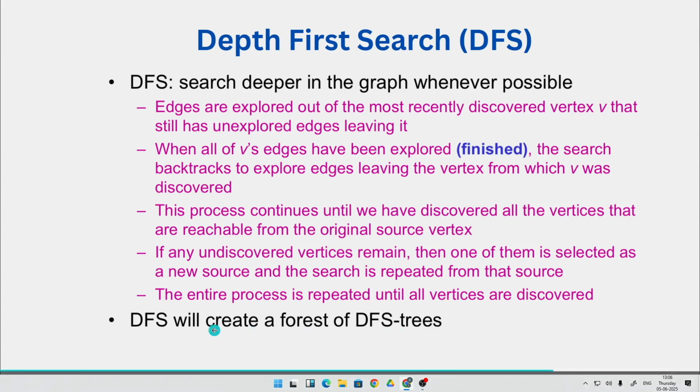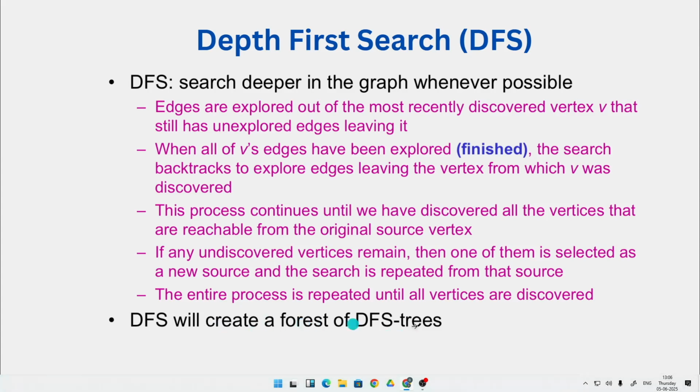So, here in case of DFS also the resultant would be a DFS tree. If there is only one connected component in your graph, then there will be one DFS tree. If your graph contains multiple connected components, then the resultant will be a forest, which means a collection of DFS trees. So this is how the routine for DFS would look like.